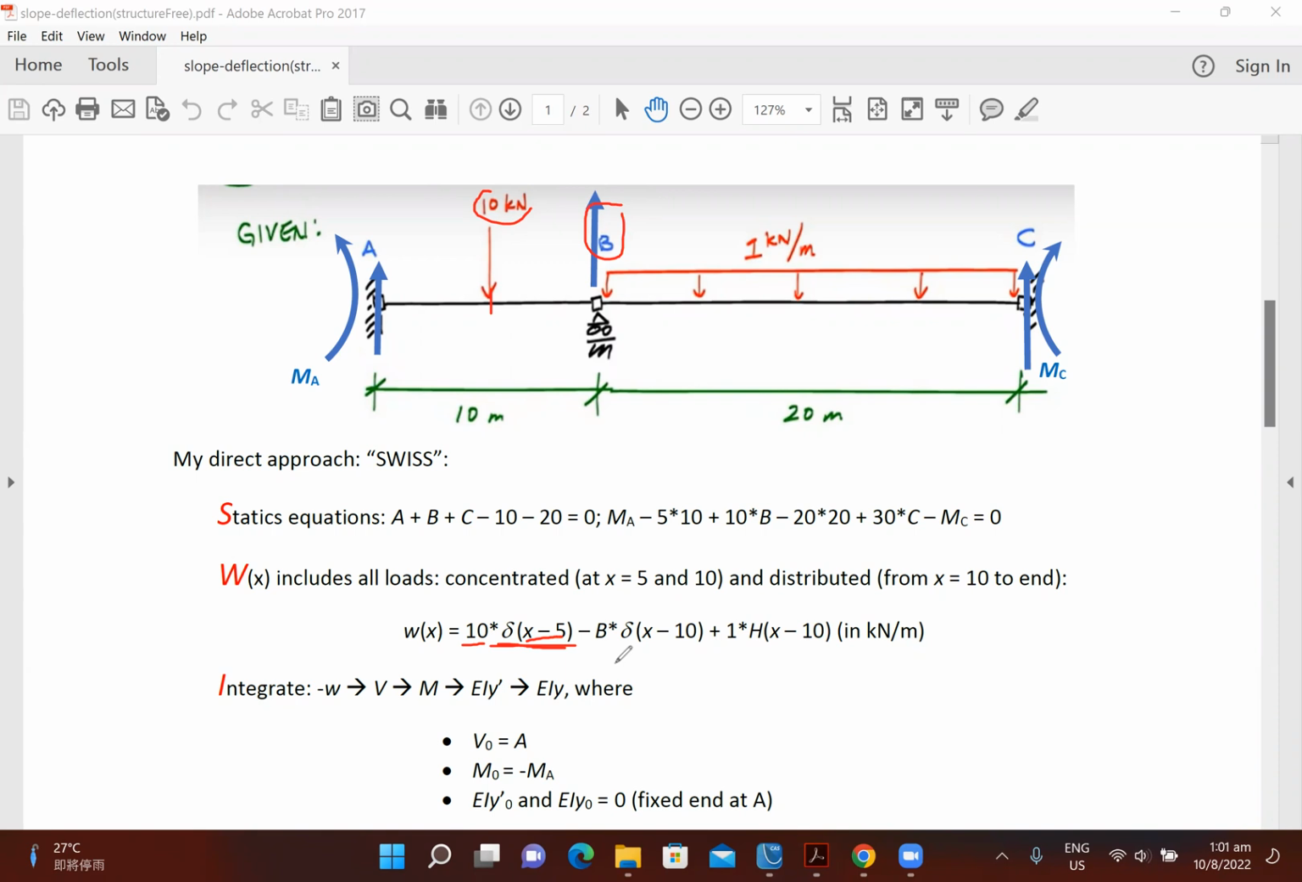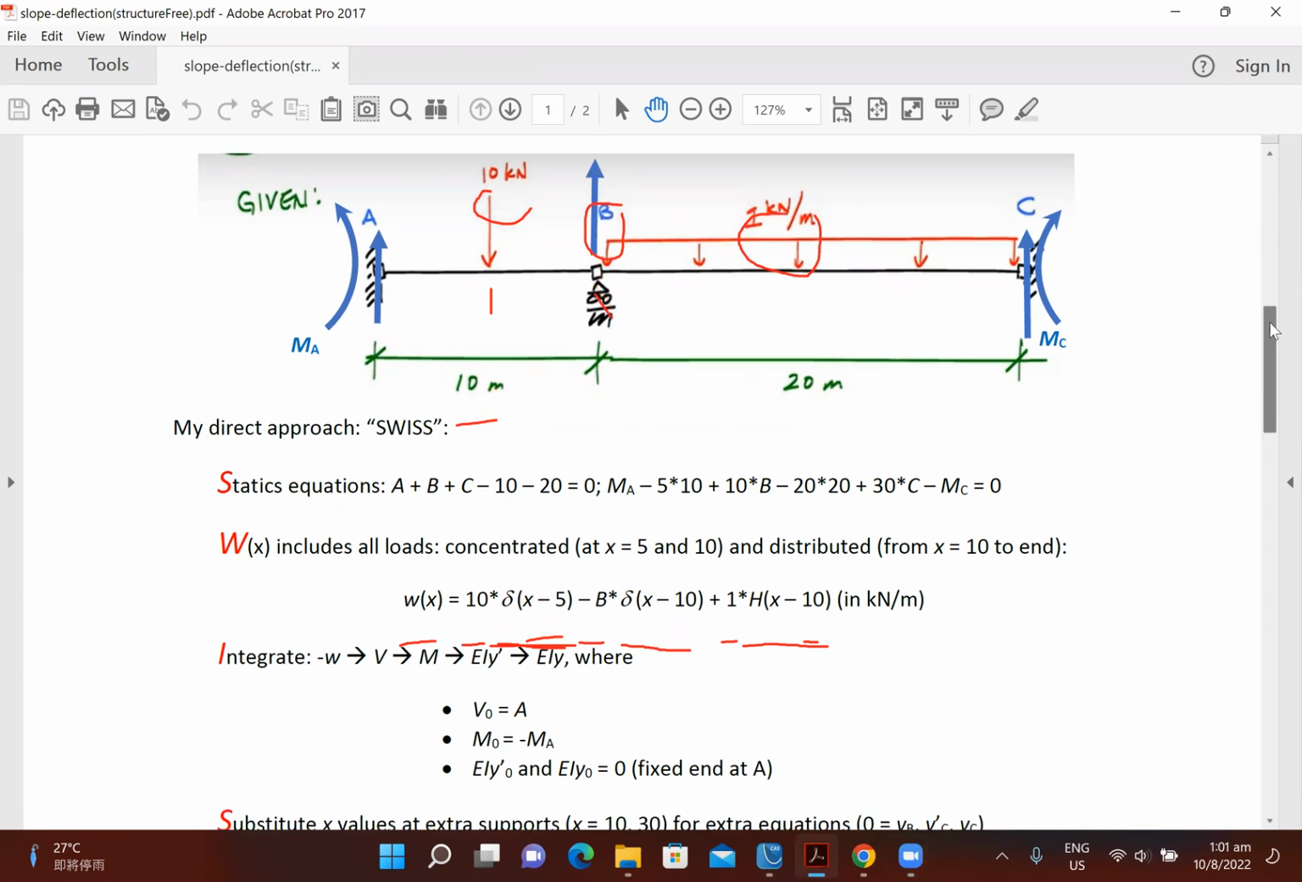So its argument is x minus 5. And this is an upward reaction, so I include it as a negative term happening at 10 units or 10 meters. And then I have this UDL that starts at 10 meters, so it's 1 unit or 1 kilonewton per meter times a step function that gets turned on at 10 meters. And that's all for my load. And then I can go ahead and apply the usual static knowledge.